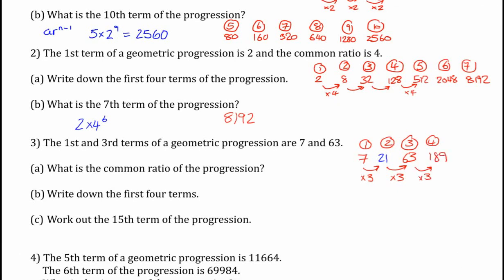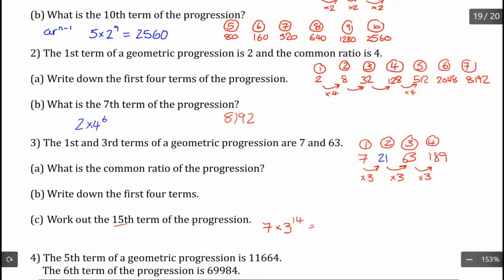And the 15th term, no way I would keep doing this unless I just kept pressing equals on my calculator, I suppose. I'd probably use the nth term for this one, so that's going to be the first term times the common ratio to the power of 15 minus 1, so 14. That'll be the quickest way to do it.